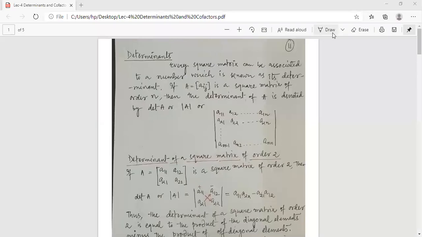In today's lecture, the first topic of our discussion is determinants. We can find the determinant of every square matrix. That means a matrix having the same number of rows and the same number of columns. Every square matrix can be associated with a number, and that number is known as the determinant of that square matrix.